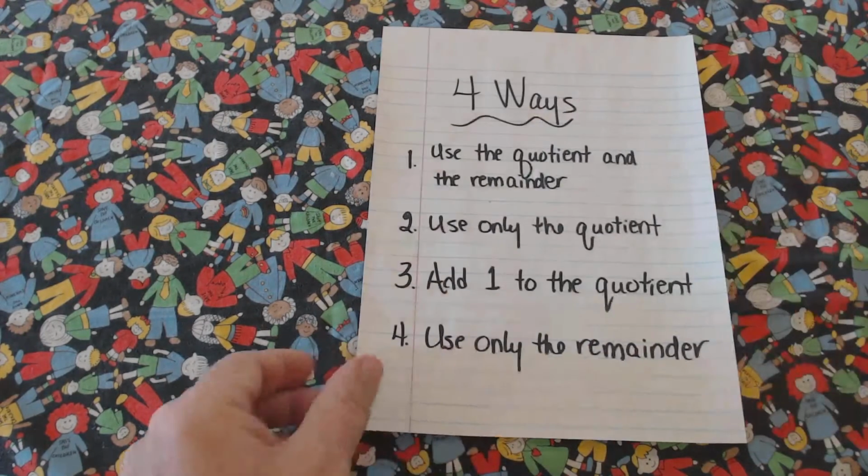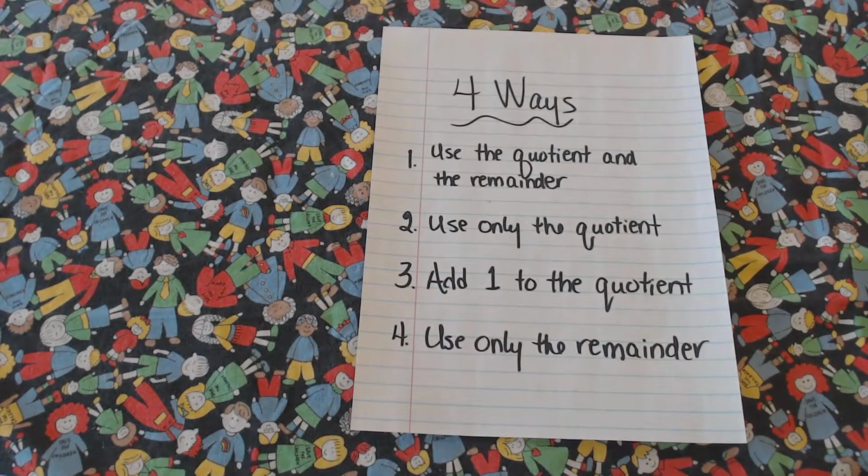First, we have using the quotient and the remainder together. The second way is using only the quotient. The third way is to add 1 to the quotient. And the fourth way is to use only the remainder.